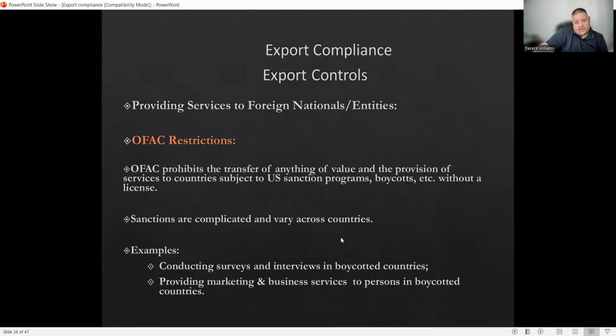Sanctions can be complicated and they can vary across countries. Just because a country has sanctions doesn't mean we can't buy or sell anything from them. They might have sanctions on certain products or certain regions. It's all in how they write those OFAC restrictions when they get implemented. Some examples, such as conducting surveys and interviews in boycotted countries and providing marketing and business services to persons in boycotted countries, might not necessarily be seen as violating a trade embargo or a sanction.